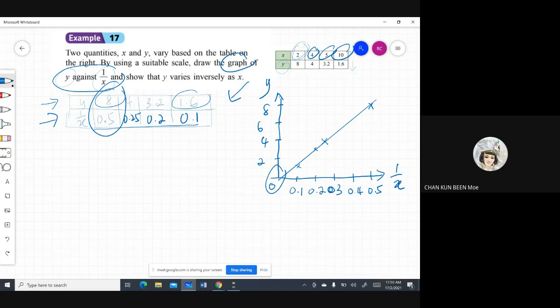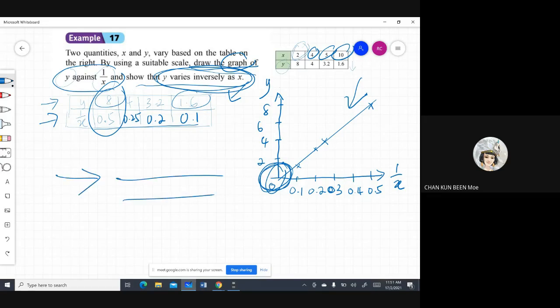This is how to show the answer, because they just ask you to draw the graph and then show that y varies inversely as x. So the graph of y against 1 over x shows a straight line that starts from the origin. Therefore, y varies inversely as x. That is how you answer. You can refer to the answer in the textbook. They answer in full sentences, so you answer in full sentences by following the example given.